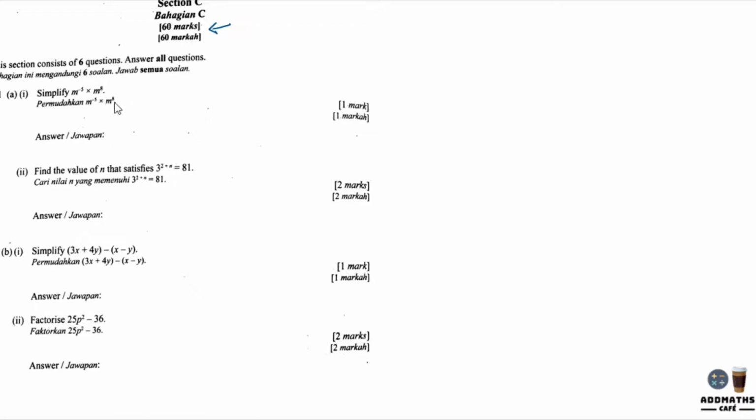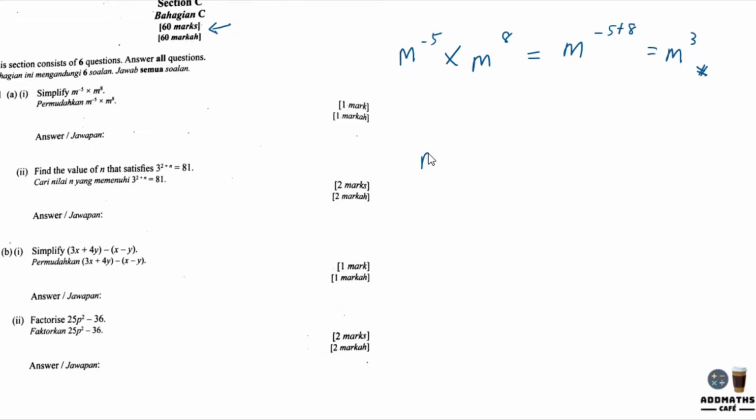So for the first one, you have m to the power of negative 5 times m to the power of 8. So times means plus on the power. So negative 5 plus 8, you will get m to the power of 3. So this is the final answer. So let's look at the second one.